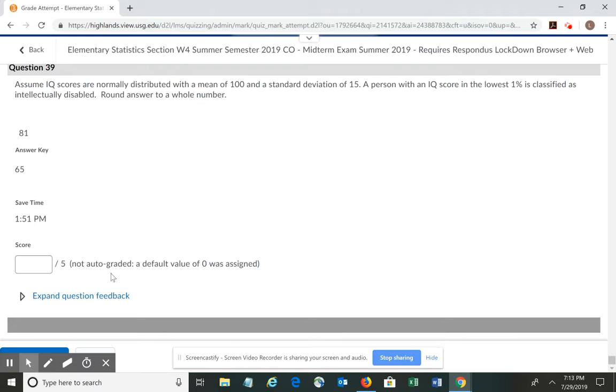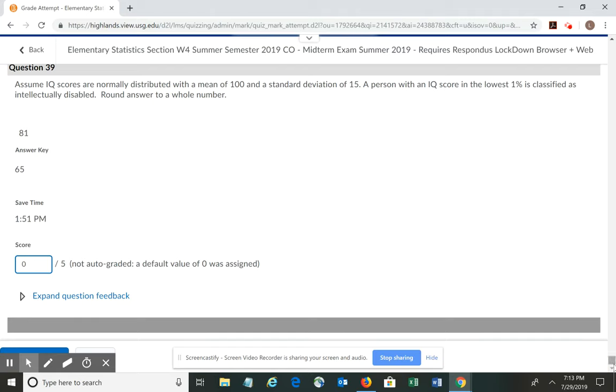39, it appears she did not. Again, the lowest 1%. So I'm going to double check myself again there, make sure I don't have a typo. Lowest 1%, mean of 100, and a standard deviation of 15. It should be 65. The student is incorrect, so she gets 0 points.